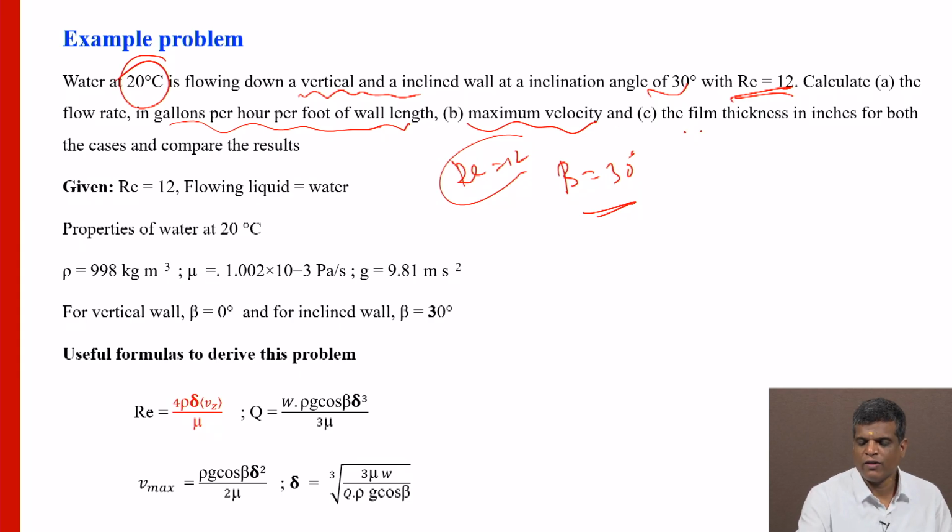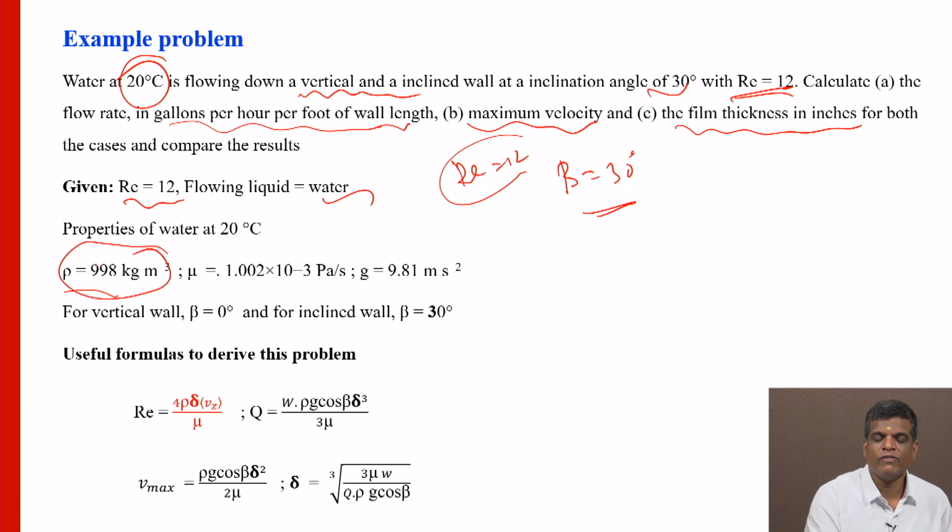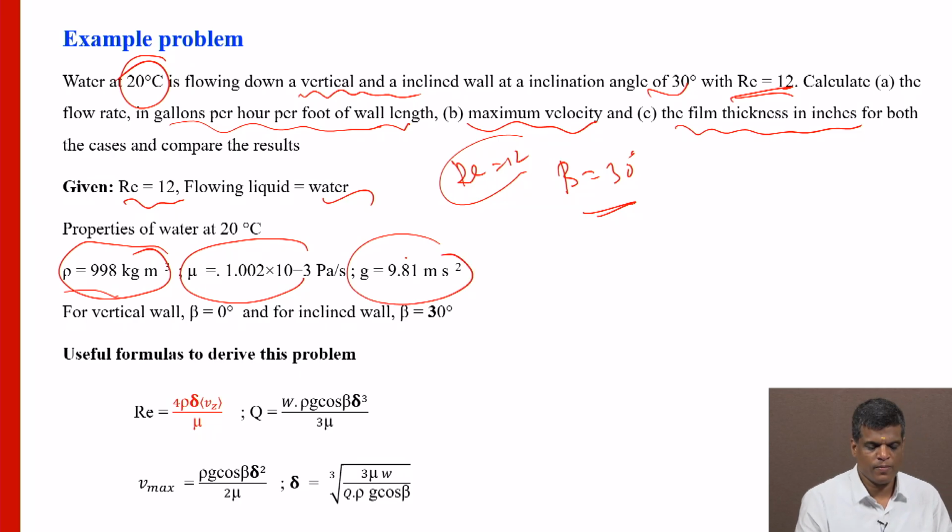So, another one is for the film thickness for both cases. The Reynolds number is 12, the water property density is 998, the problem already gave it, the viscosity is also there, and the gravitational acceleration g is equal to 9.81. For the vertical wall, beta is 0 degree; in the same way, for the inclined wall, beta equals 30 degree.